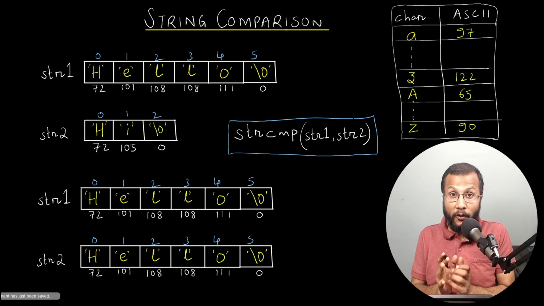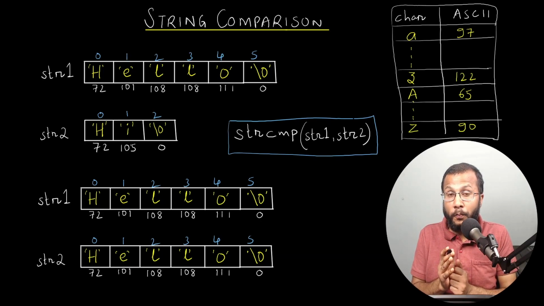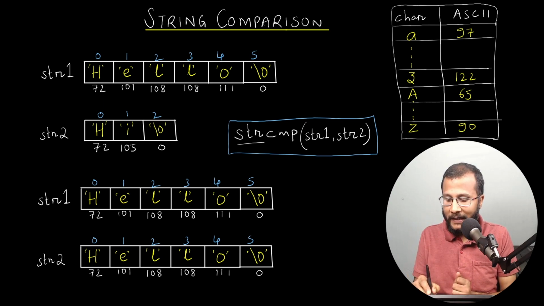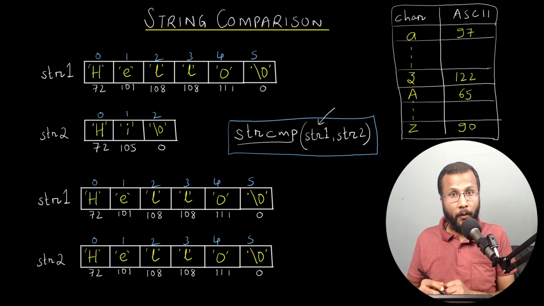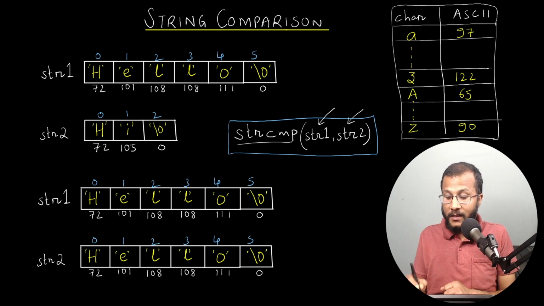In this lecture, we are going to devise our own logic to perform a string comparison. Now we have already seen a string comparison function strcmp defined in the header file string.h. How does this function work is very simple. It takes two arguments. The first argument is string number 1 and the second argument is string number 2. And it returns you 0 if both these strings are same.